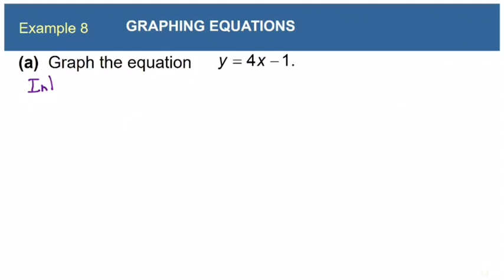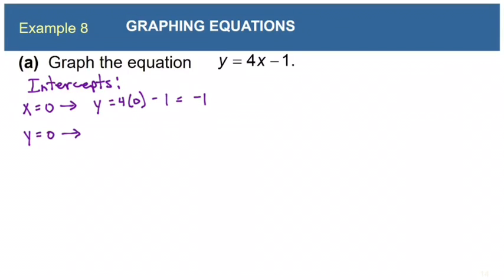Okay, so first the intercepts. If we want to find the y-intercept, we let x equal 0. So with x equal to 0, we find out that y is negative 1. If we want to find the x-intercept, we let y equal 0. And so I'll put a 0 here and solve the equation, and I find out x is 1/4.